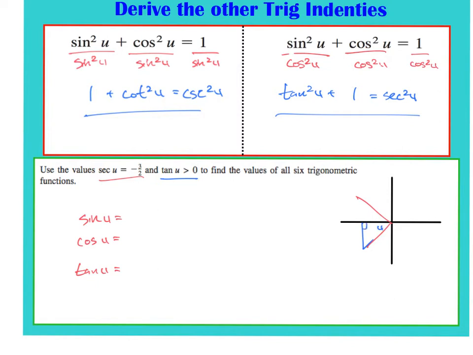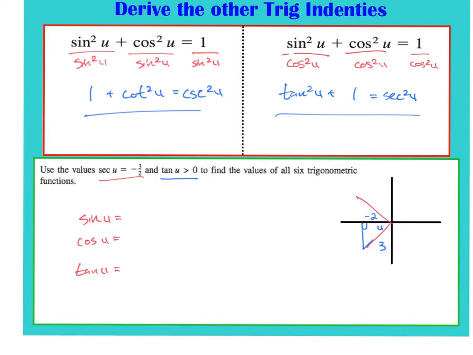So now, what's secant? All right, so my hypotenuse is 3. My adjacent is 2, but it's really negative. Why is it negative? It's going left. All right, now I need to solve for my other side. So what do I use? I use Pythag. So what is it?